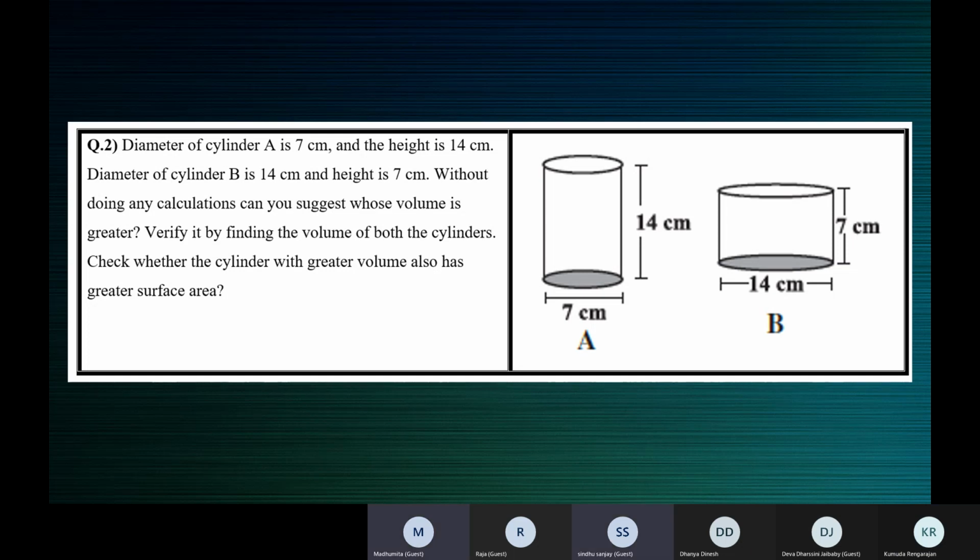2 pi r h, ma'am. Total surface area? 2 pi r 2 h, pi, ma'am. 2 pi r into r plus h.